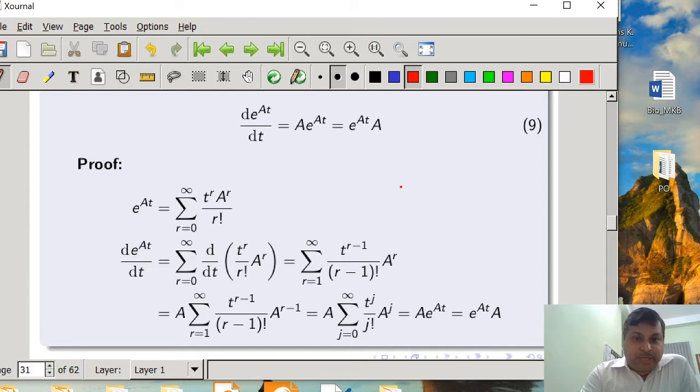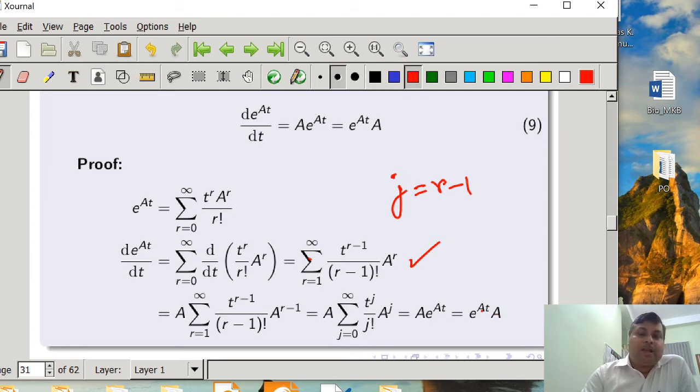Or we can write this equation as a into summation r equal to 1 to infinity t to the power r minus 1 by r minus 1 factorial into a to the power r minus 1. And if we assume that j is equal to r minus 1, the same series can be written as a into summation j equal to 0 to infinity t to the power j by j factorial a to the power j, which by definition is e to the power at. So we can write a into e to the power at or e to the power at into a.